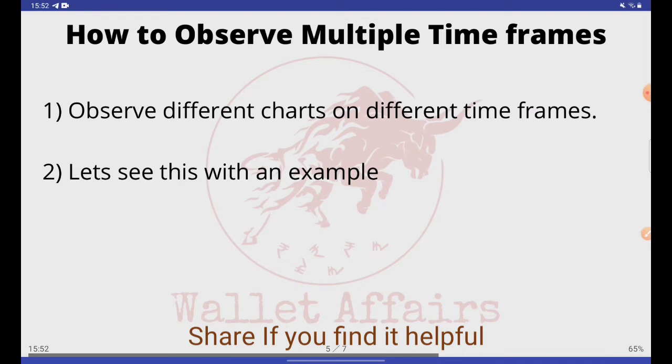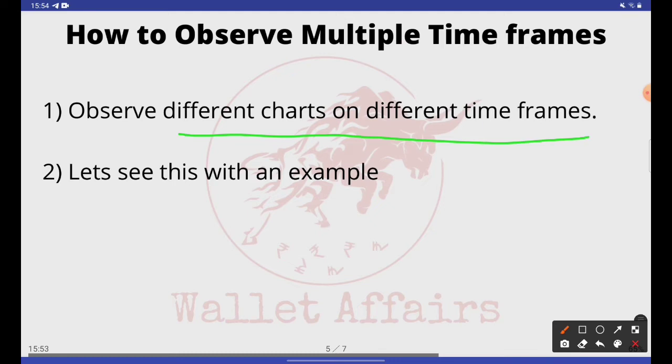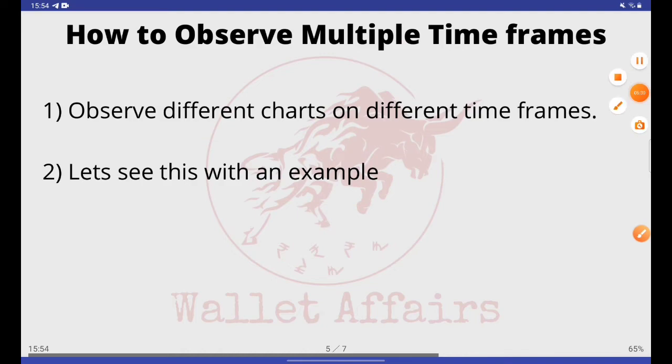Now, how to observe multiple time frames? What we were talking about is observing multiple time frames. So, what we are actually going to do is check out different charts of the same stock on different time frames and combine all these things. Let's see it with an example.